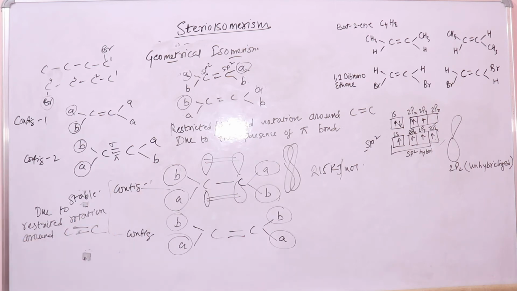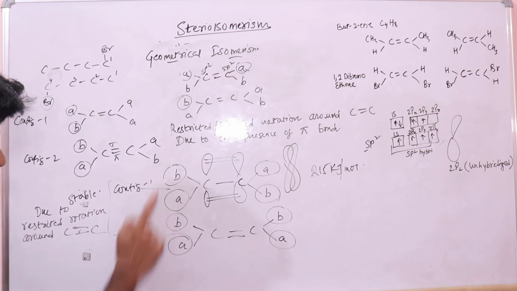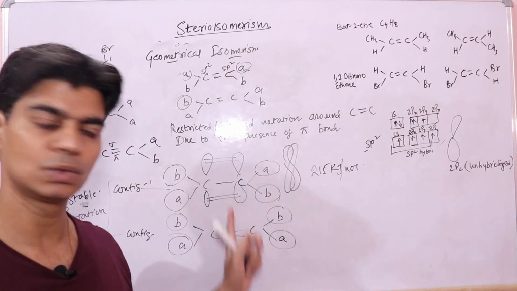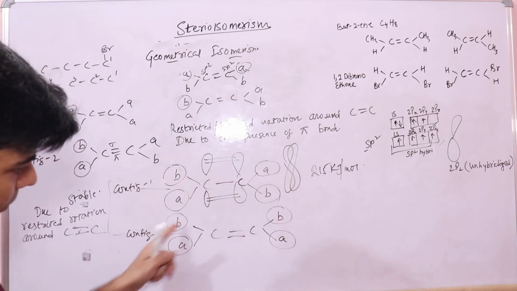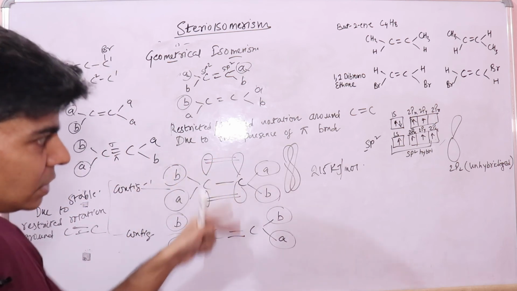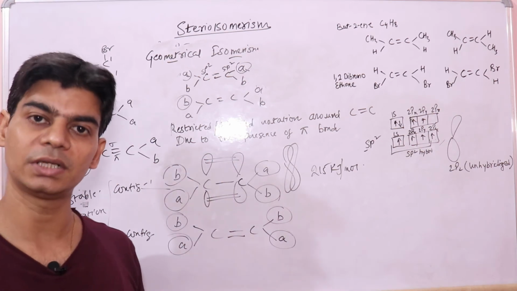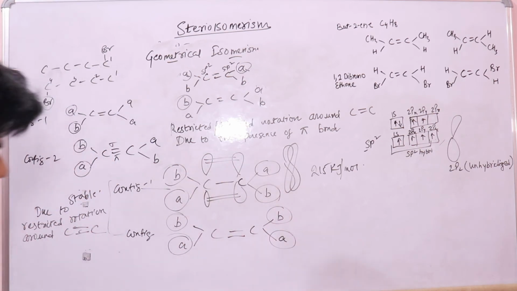I hope this is clear. So this gives rise to geometrical isomers. These two are geometrical isomers, two different configurations that are stable, and due to these different configurations, these two are altogether different compounds that have different physical and chemical properties.